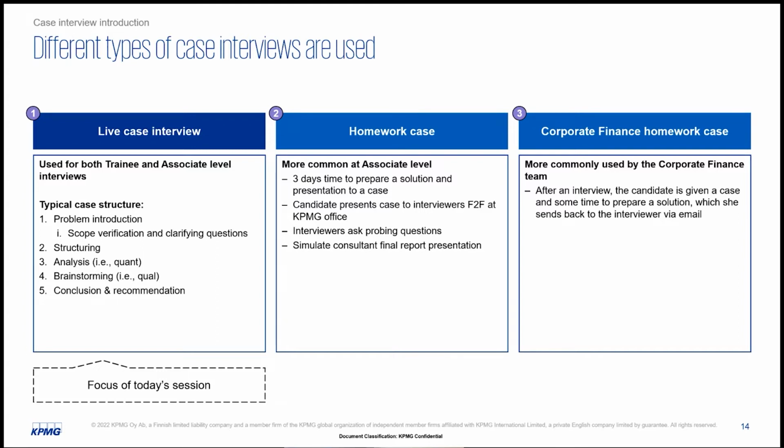The other case types are homework cases. This is typically, as you may remember from the second part of the associate level. So the associates will first do 2 live case interviews, and then before coming in for the second round, they're given a case to prepare at home, and then you come and present it to our office, simulating how we present them to our clients.